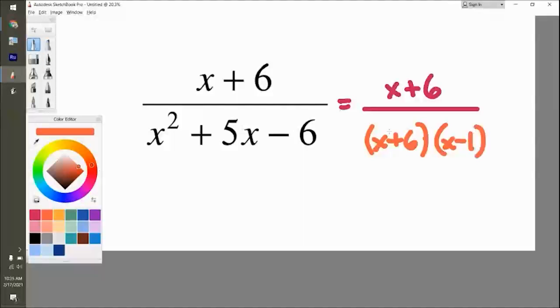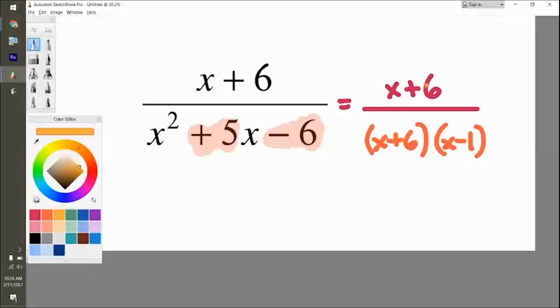Okay. By the way, if you forgot how to factor this, you're looking for two numbers that multiply here and add here. Okay. 6 plus negative 1 is 5. 6 times negative 1 is negative 6. Let's say you forgot how to factor. Just use quadratic formula and you'll get negative 6 and 1 for the answers, and then you can use that to create the factor form.